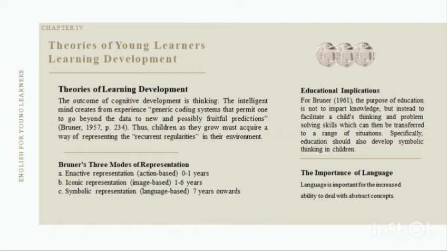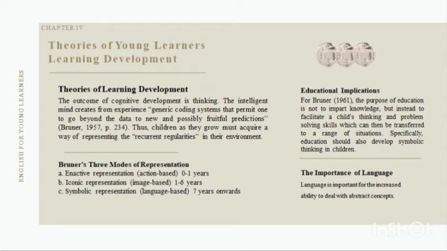The last one is symbolic. From 7 years onwards, this develops last. This is where information is stored in the form of a code or symbol such as language. This is the most adaptable form of representation, for action and image have a fixed relation to that which they represent. That is a simple representation of a single class.